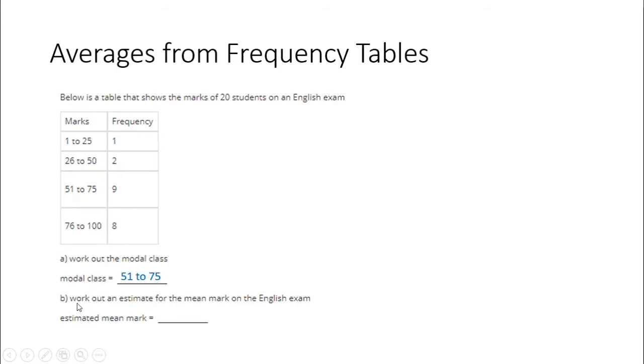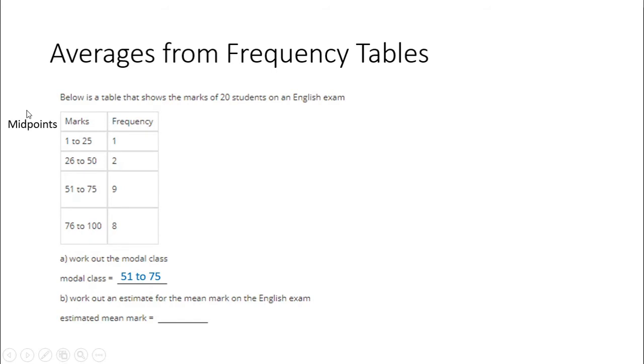Work out an estimate for the mean mark on the English exam. The mean mark, that's the total of the marks divided by the total number of marks. So first we need to work out our midpoints of these marks because this is an estimate for the mean. I don't know what anybody scored exactly, but I'll assume that this one person scored exactly in the middle of these values, and these two people scored exactly in the middle of this class, and so on.